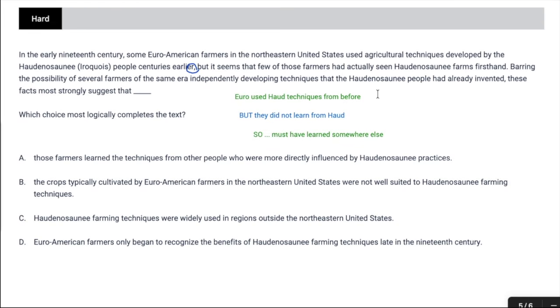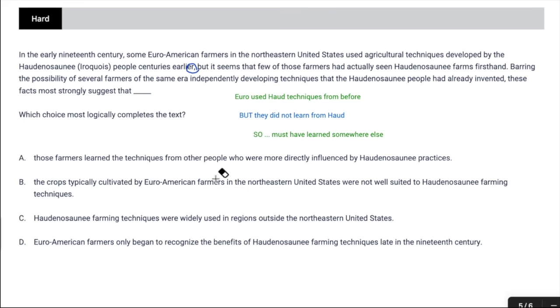All right, and this one's kind of weird because it's basically telling us like they didn't learn it from the actual HOD people. And then it says they didn't develop it independently, barring the fact that they would have come up with it on their own. So I have kind of a vague prediction here. They must have learned it somewhere else, which makes sense to me.